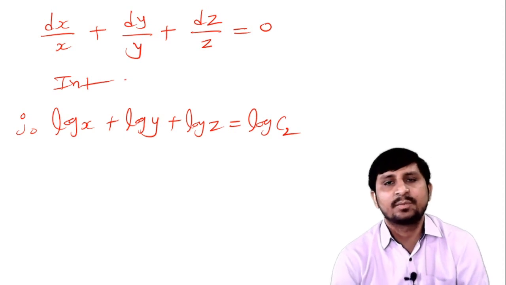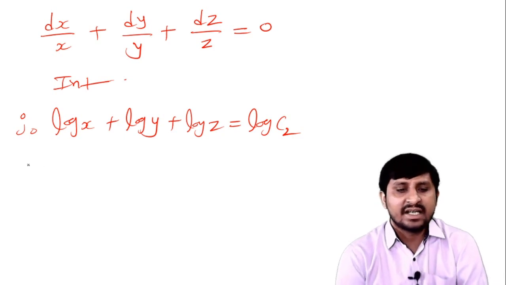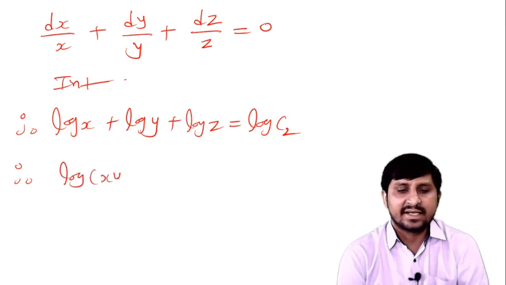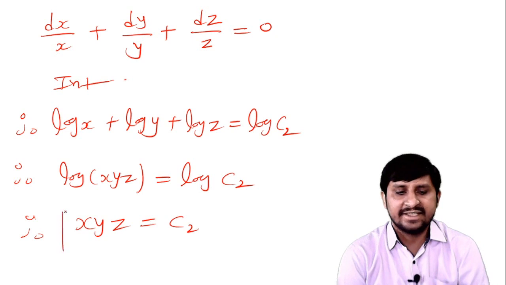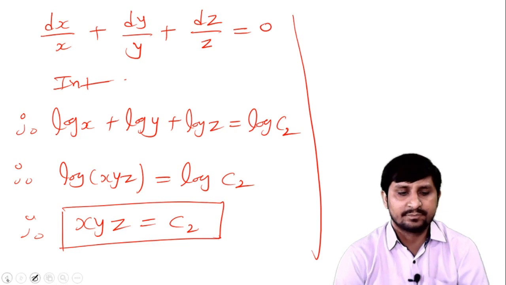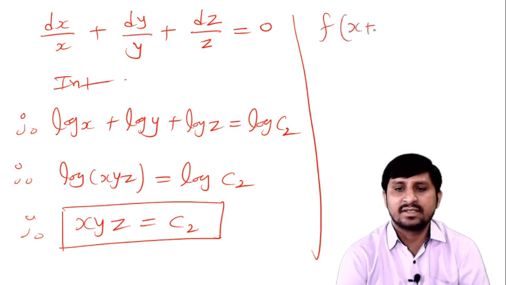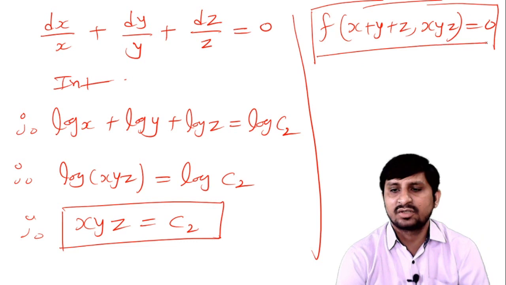We know that the integration of 1 upon x with respect to x is log x, and similarly for 1 upon y and 1 upon z. Because logarithms have some properties, I can say log xyz equals log c2. The log will be cancelled from both sides, so xyz is equal to c2. So we have two solutions, x plus y plus z and xyz, and the general solution is f of x plus y plus z and xyz equal to 0. This is my general solution for this example.